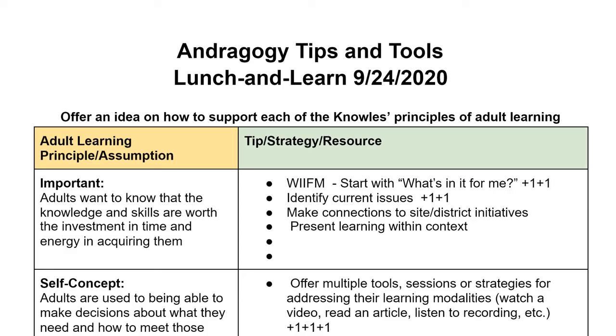At this point, I offered folks an activity where they had this Google Doc, and here's a snapshot of it. On the left side, you see two of them here, but there were all six of Malcolm Knowles' principles and assumptions of adult learners. Then the participants came up with ideas of how they could do things, like how they could make things important, make sure they stressed WIIFM, what's in it for me. We call it everybody's favorite radio station. Identify the current issues, things like that.